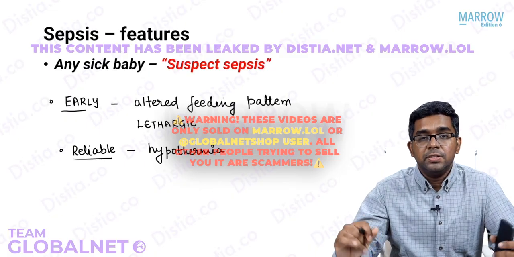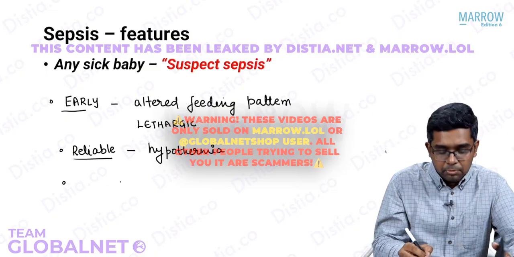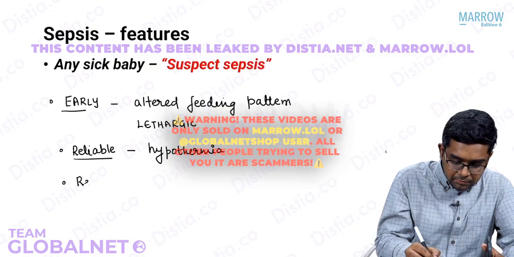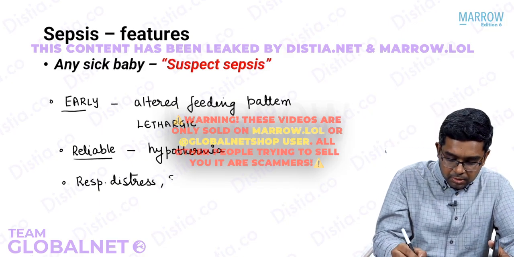Okay. The other features depend upon the focus of infection. For example, if it is a pneumonia, the baby can present with respiratory distress or breathing difficulty. In case of meningitis, you could get seizures.